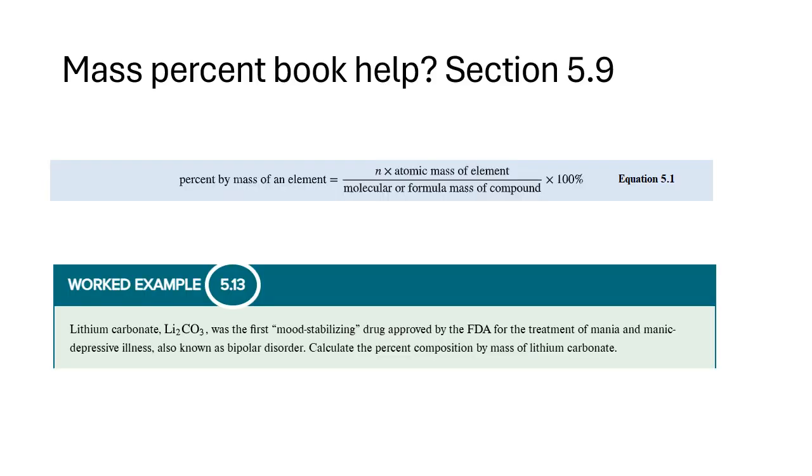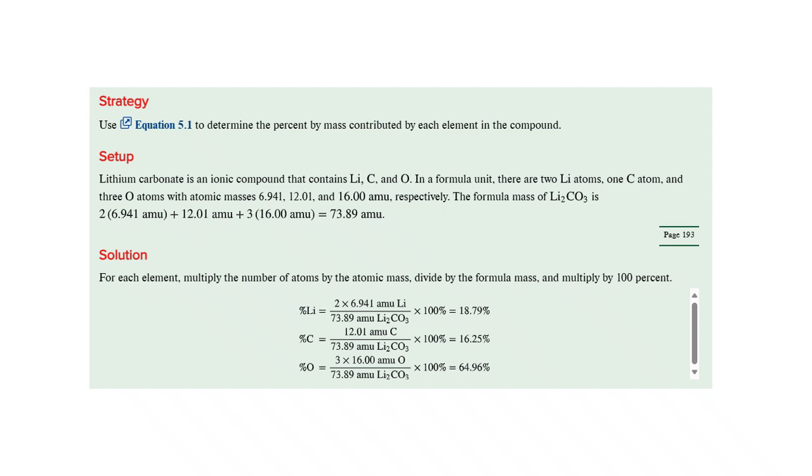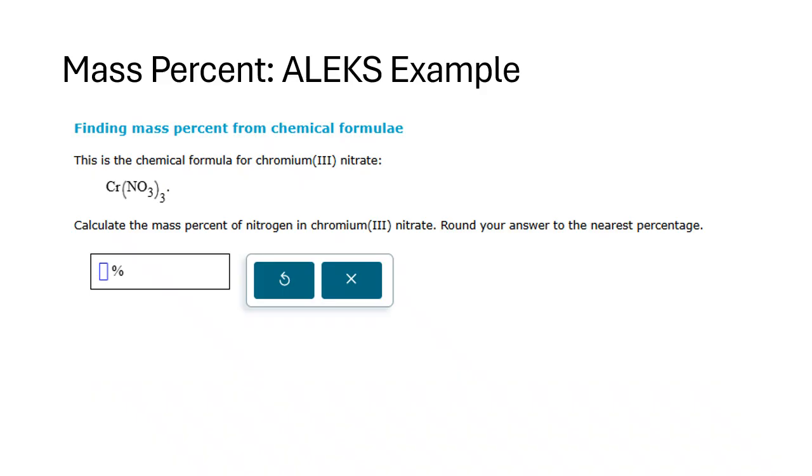Now we're going to do mass percent. Now mass percent is not all that difficult. Essentially, you're going to find the mass percent of an element in a compound. And here is the equation for it. Here's some work on how to do that last one. Here is an Alex problem.